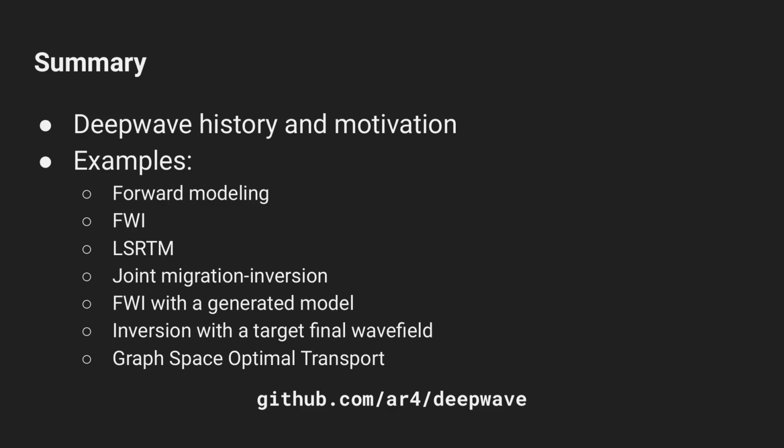Most seismic inversion examples try to match recorded receiver data to a target dataset, but Deepwave allows you to calculate gradients using any of the outputs. So in the target final wave field example, we inverted for the source amplitudes that would result in our desired final wave field, which was a picture of me in front of the Alamo. Finally, we looked at using our own custom objective function. We used graph space optimal transport, and we got a better result than the conventional squared L2 norm objective function.